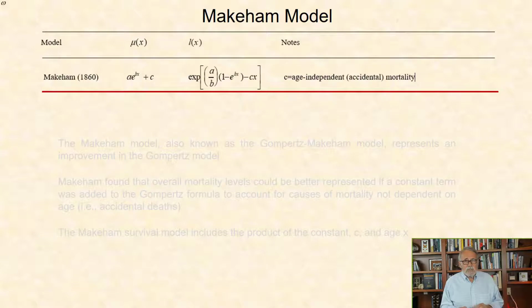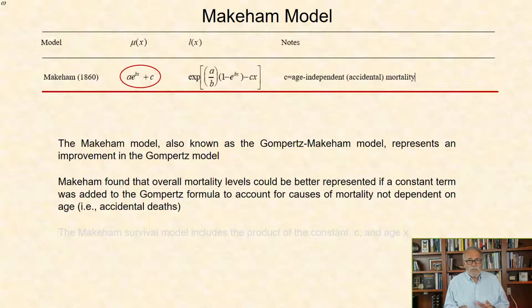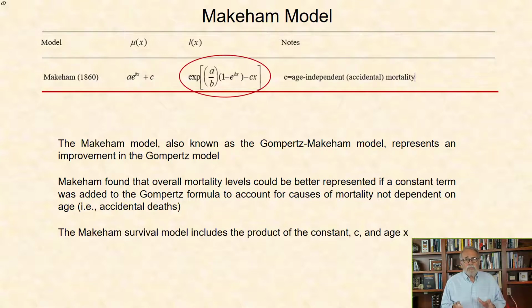The next model to be considered is the Makeham model, also known as the Gompertz-Makeham model. It purportedly represents an improvement in the Gompertz model. That is, Makeham found that overall mortality levels could be better represented if a constant term was added to the Gompertz formula to account for causes of mortality not dependent on age. That is, for example, accidental deaths. The Makeham survival model includes the product of the constant C and age X.